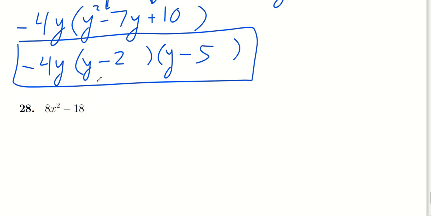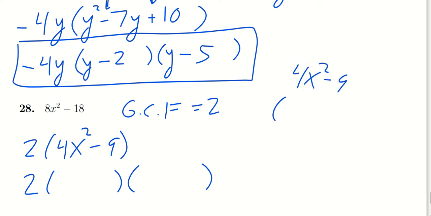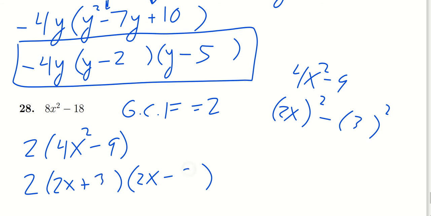In the last example, we do have a GCF to pull out first of 2. You get 4x squared minus 9. And now once we pull out the GCF, that remaining factor is actually a difference of squares. What would we have to square to get 4x squared? Well, that's going to be a 2x. Again, the formula is plus and minus. And then what we'd have to square to get 9 would be a 3. So it's going to be a 3 and a 3.